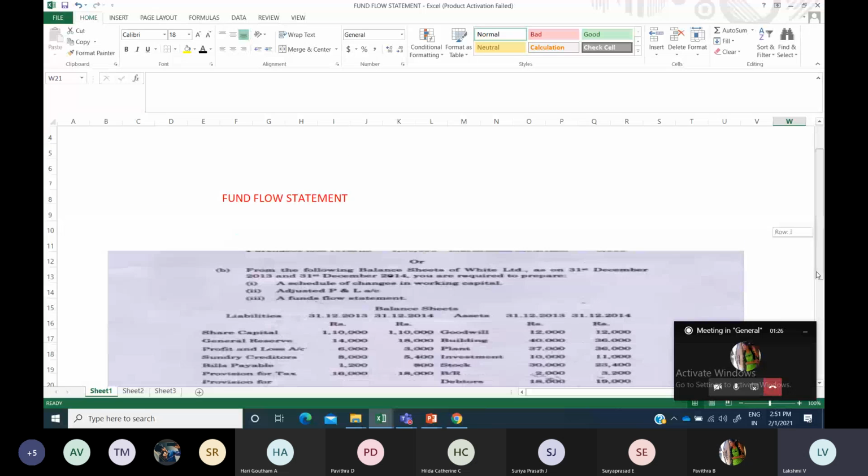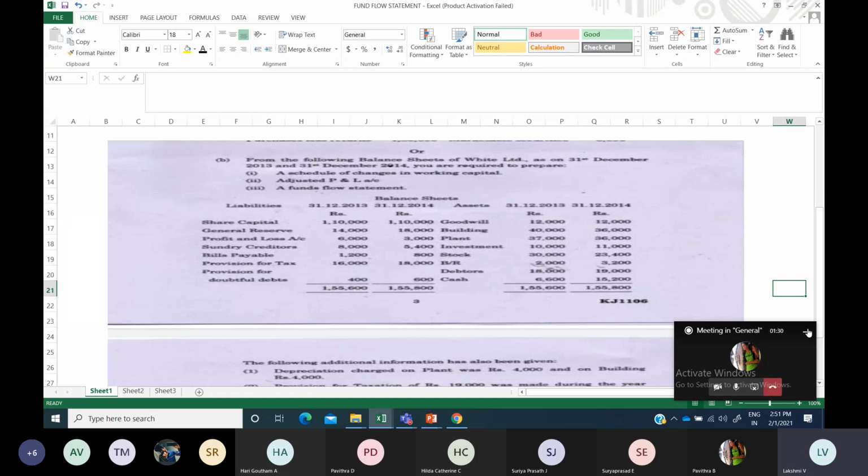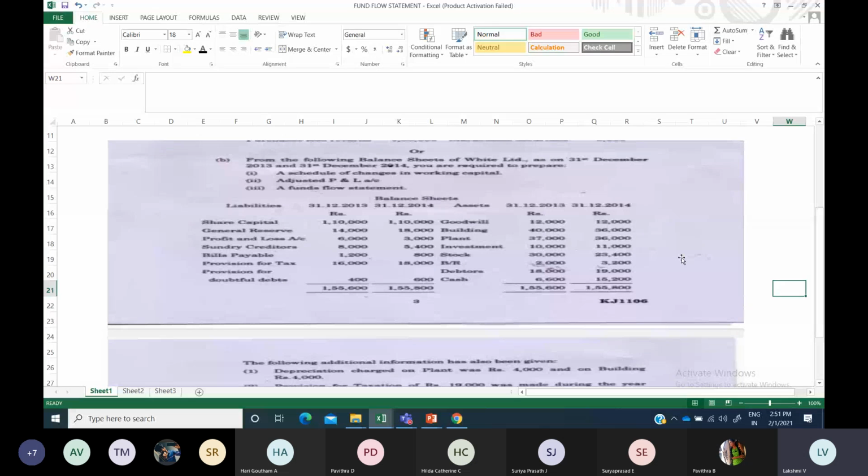So now we are going to discuss a fund flow statement problem. From the following balance sheet of White Limited as on 31st December 2013 and 31st December 2014, you are required to prepare a schedule of changes in working capital, adjusted P&L account, and fund flow statement.